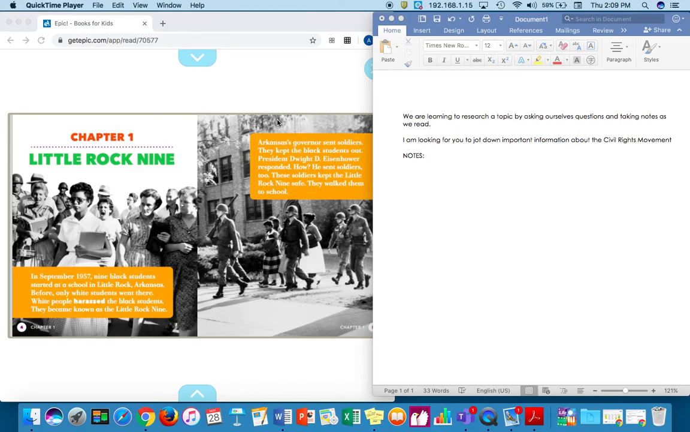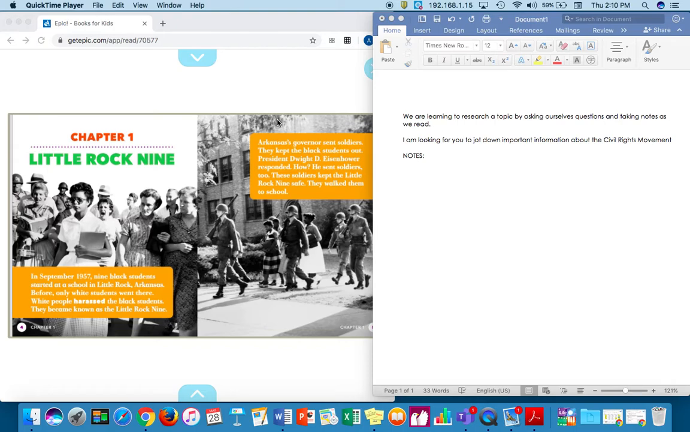Today we're starting our new reading and writing unit. It is about the civil rights unit. So whenever we start a unit that is about things that happen in history or things that are happening now, we have to first start with research.